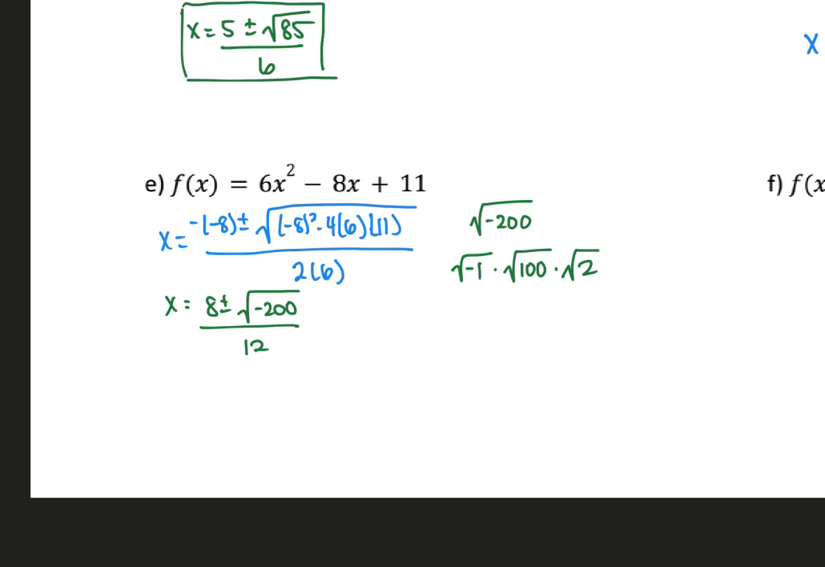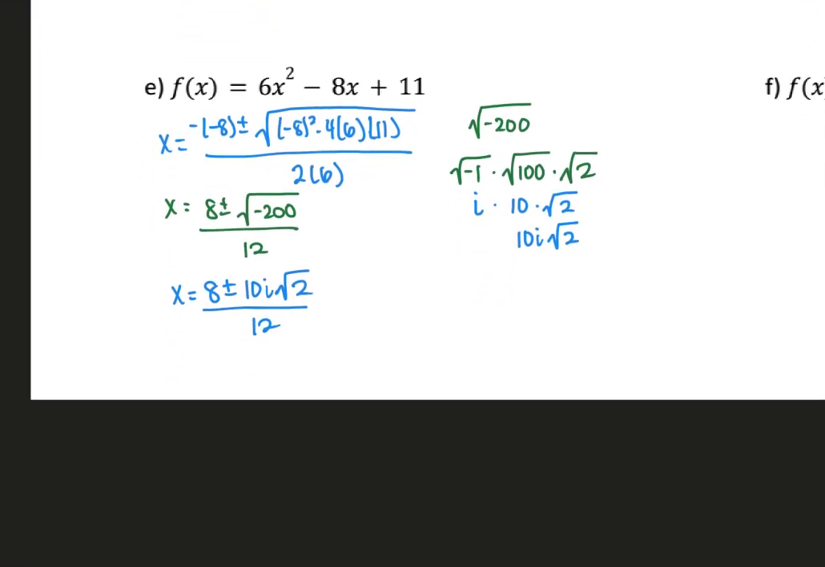And now from here we can simplify it down. Well, we know square root of negative 1 is I. Square root of 100 is 10. And then we have the square root of 2. So we can rewrite this as 10I times the square root of 2. So simplified down, we have 8 plus or minus 10I times the square root of 2 over 12.